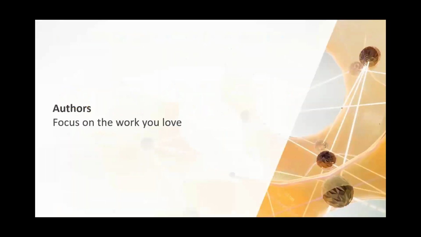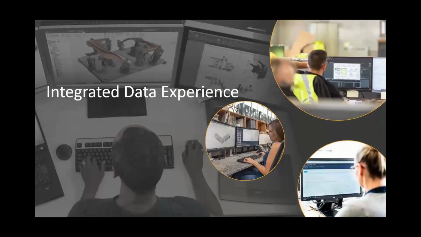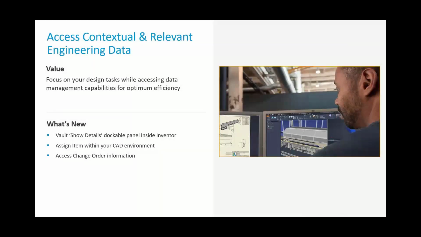So the authors, they wanted to allow you to focus on the work you love, doing more, staying in your CAD application so you didn't have to bounce between Inventor and the Vault or AutoCAD and the Vault, whatever. So they were trying to give you an integrated data experience. And that's in a couple different ways. The biggest one is this new panel that you have available to you in Inventor called Show Details. Basically, it's a dockable panel I can put maybe on the right-hand side or throw in with all the other stuff in the browser on the left-hand side. It looks and feels a little bit like the preview pane from the Vault Explorer.